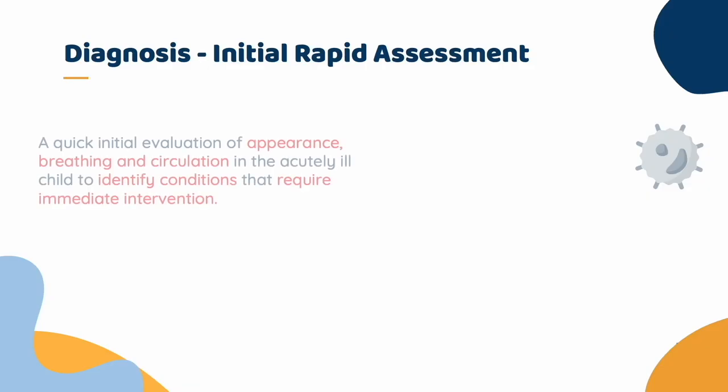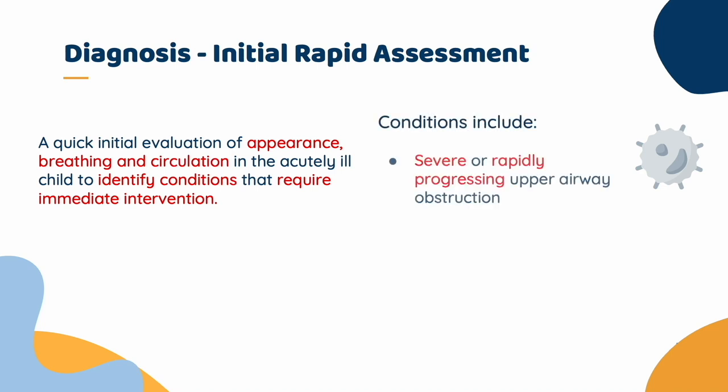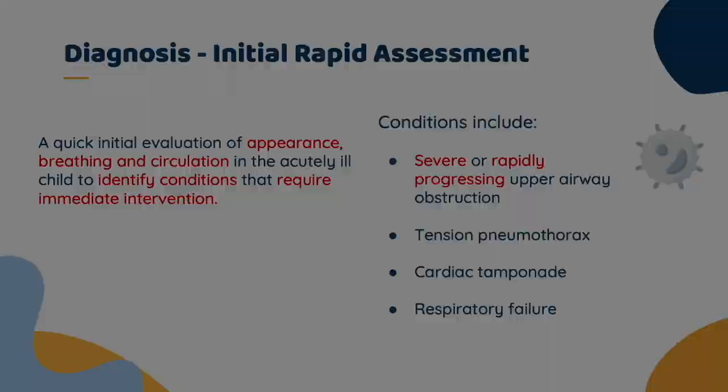In the examination of an acutely sick child in respiratory distress, do an initial rapid assessment to quickly identify life-threatening conditions which will require immediate and aggressive interventions to stabilize the child prior to a complete history and physical examination. This includes severe or rapidly progressing upper airway obstruction, tension pneumothorax, cardiac tamponade, and respiratory failure.